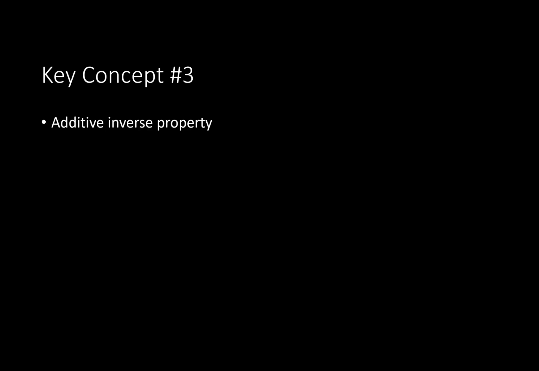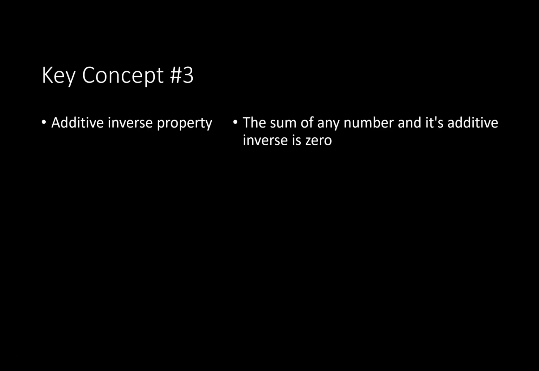All right, additive inverse property. The sum of any number and its additive inverse is 0. So whatever number plus negative that number equals 0. So x plus a negative x is going to equal 0. What that would look like with some numbers: 6 plus -6 would be 0.